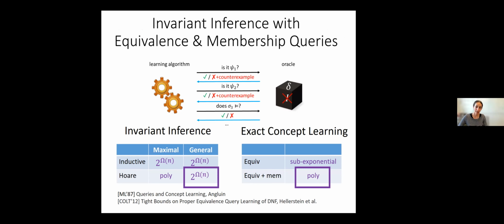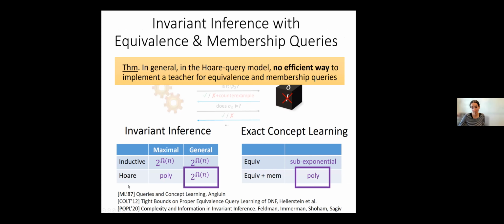Okay, and another conclusion that we can draw, if we look at the most general case of the Hoare query model, and the complexity for inferring invariants for general systems and compare it to this entry where we allow equivalence and membership queries in learning, again, we see a gap. And this again tells us that in general, even in the richer Hoare query model, we cannot implement equivalence and membership queries. We cannot implement a teacher for such queries in the general case.